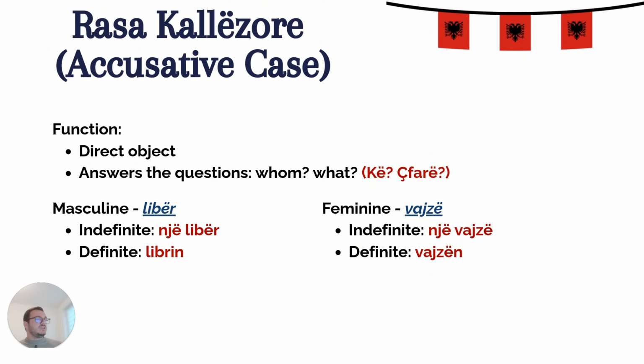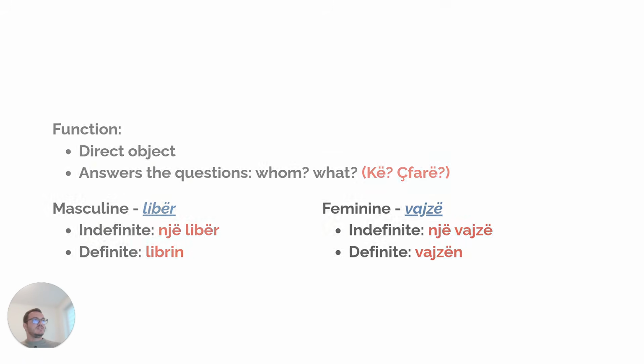And in the feminine, we have vajz. Indefinite, një vajz, the same as the nominative, but the definite is vajzën. Vajzën. We'll see them in the examples.